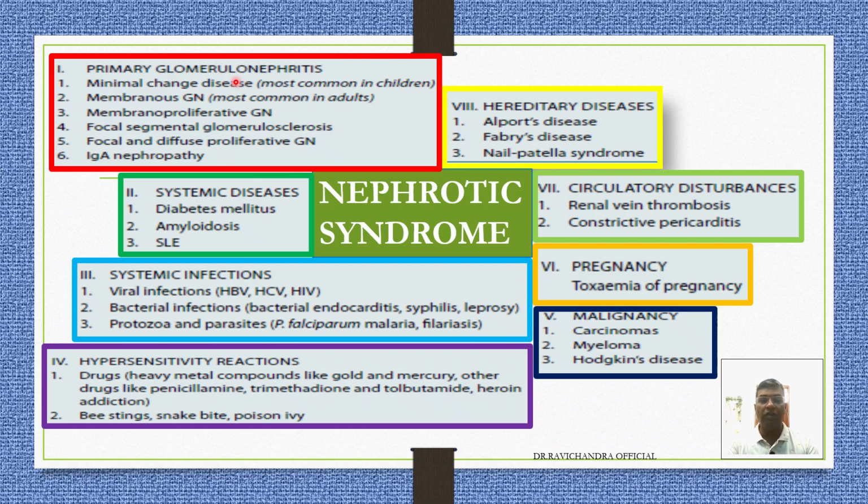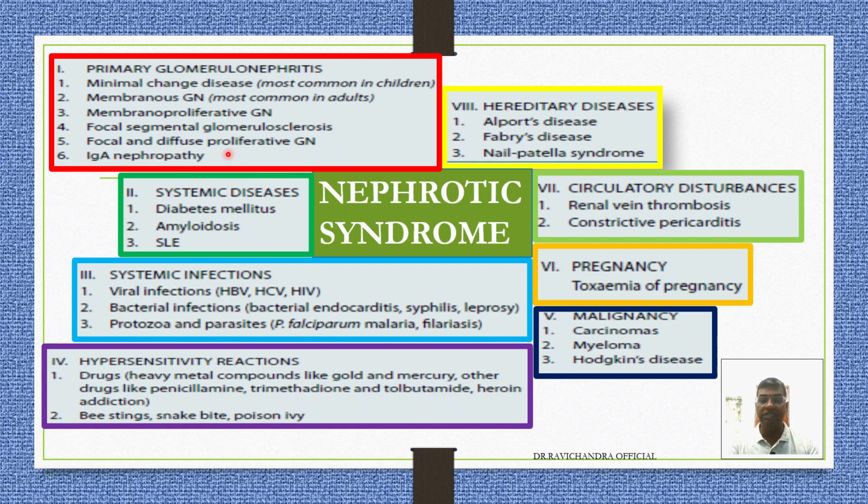Coming to the primary glomerulonephritis, the most common primary glomerulonephritis cause in children is minimal change disease, and membranous glomerulonephritis is the most common in adults. Next, membranoproliferative glomerulonephritis, focal segmental glomerulosclerosis, FSGS, focal and diffuse proliferative glomerulonephritis, IgA nephropathy or Berger disease. So, total 6 conditions under the primary glomerulonephritis that will show nephrotic syndrome.